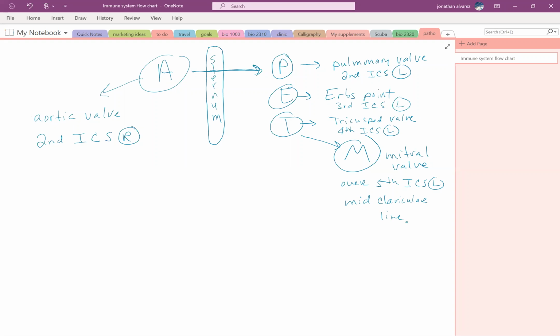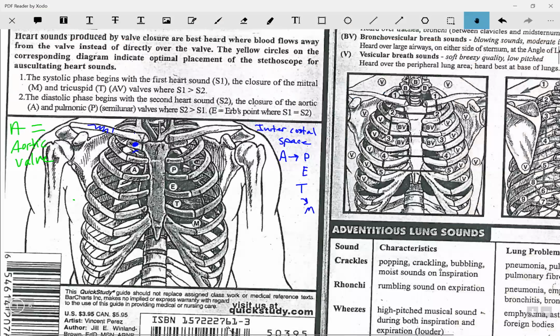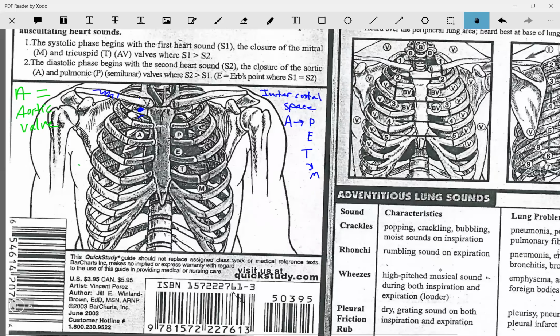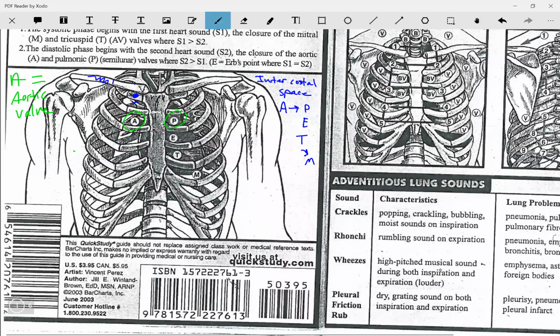All right, let me get back to the rib cage. Okay, so you can see here, there's your APETM, mid-clavicular line, in the space because the vibrations, the sound that the valves make, is heard better through a space than over bone.